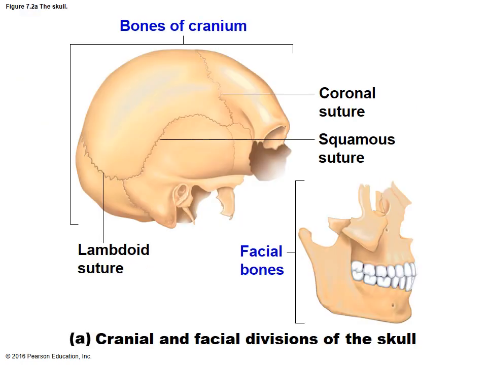Here is a look at the cranial bones on top and the facial bones at the bottom. As you can see within the skull, the cranial bones cover the cranium, which is where the brain is housed, and the facial bones are located more towards the anterior of the face.